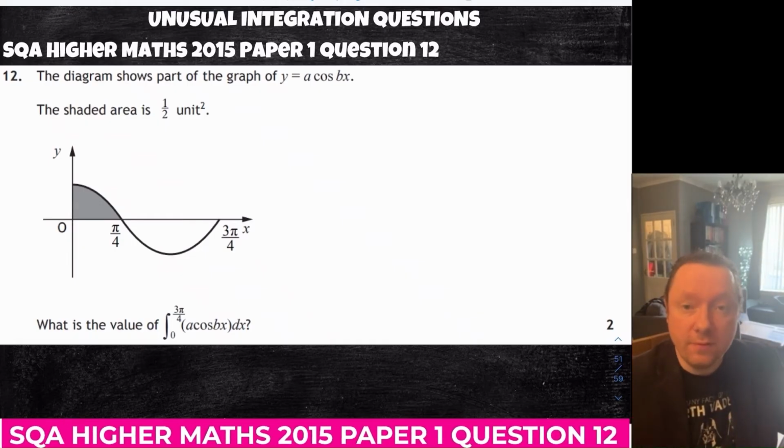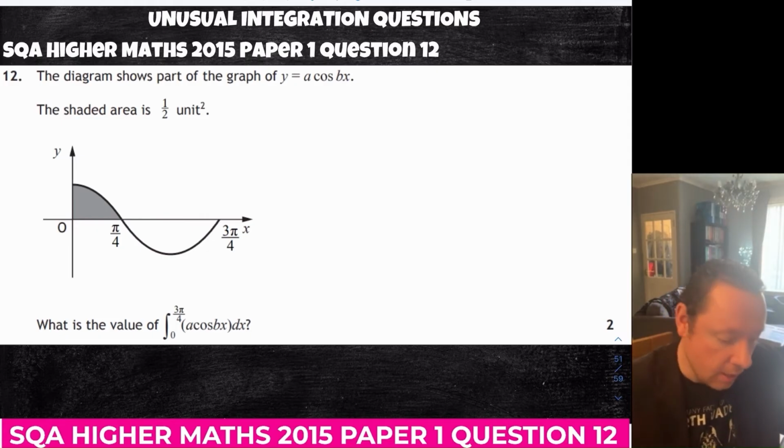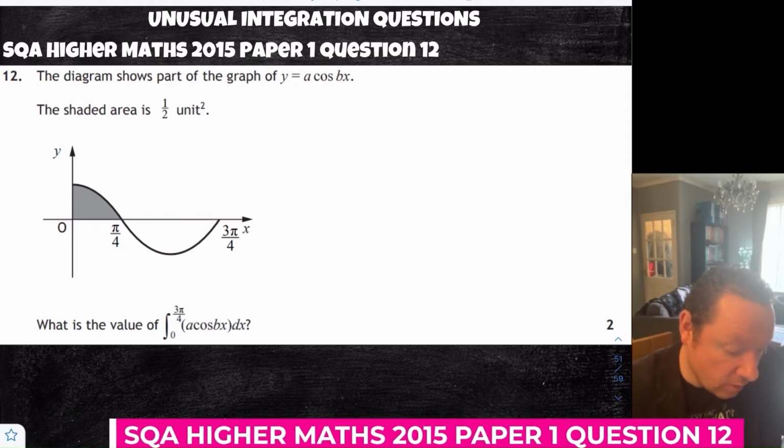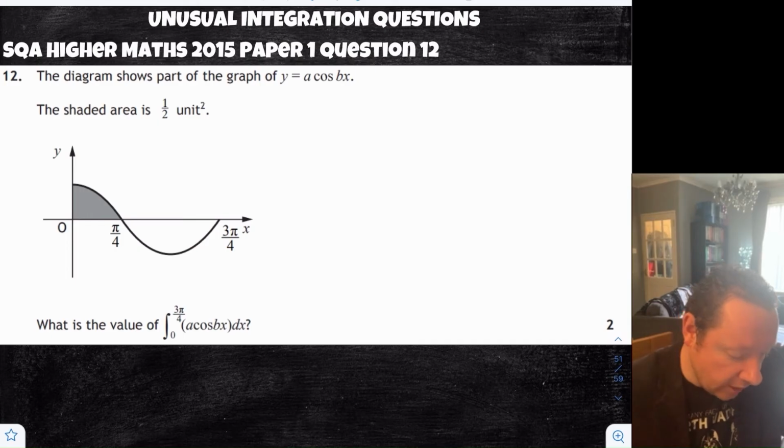Higher Maths 2015, paper 1, question 12. Some unusual integration questions, or some harder ones. So the diagram shows the graph of y equals a cos bx. The shaded area is a half. So we know that this is a half. What is the value between 0 and 3 pi over 4?